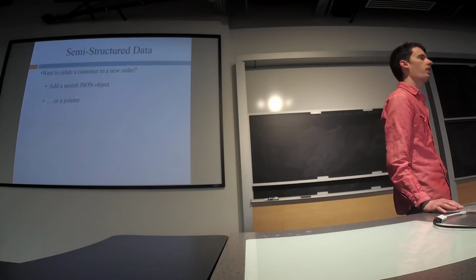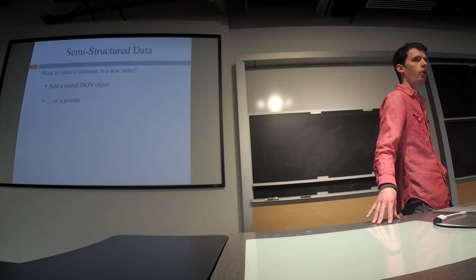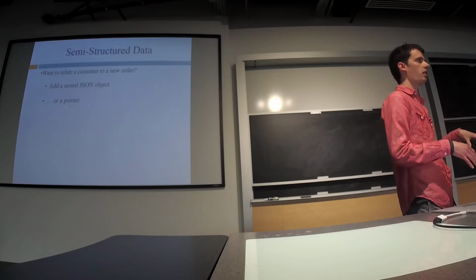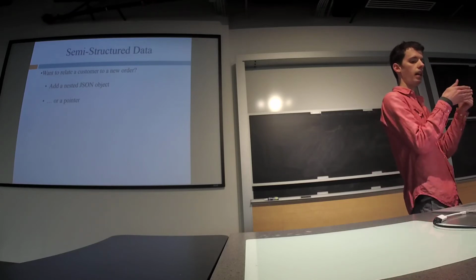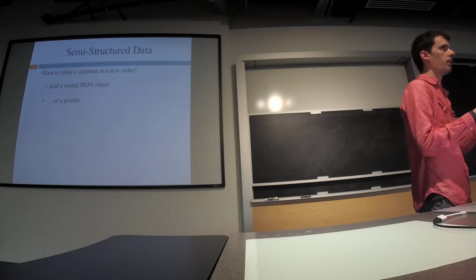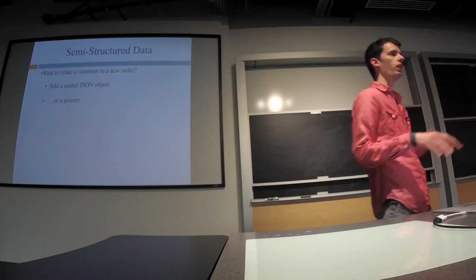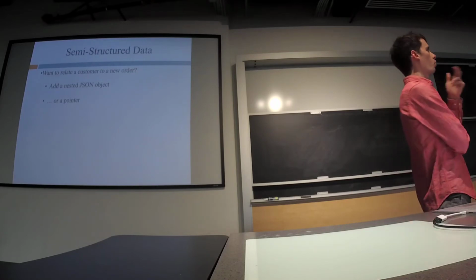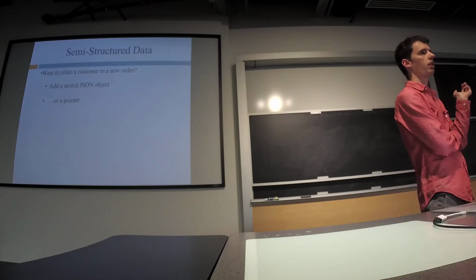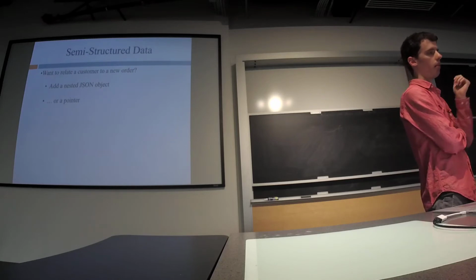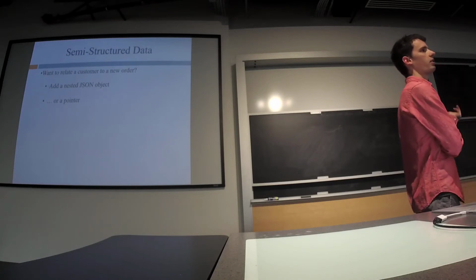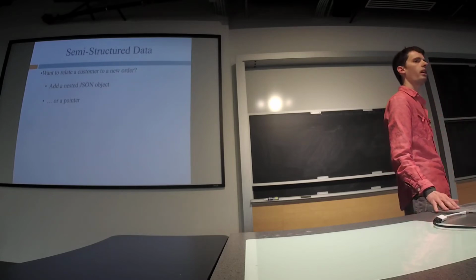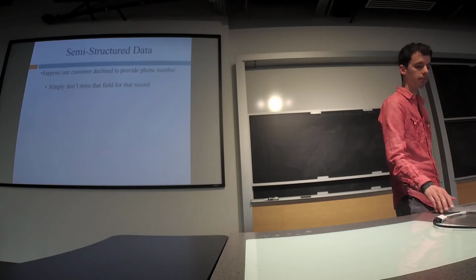Say you want to relate a customer to a new order. In a relational database, you would have a customers table, an orders table, and some kind of key in between them, a foreign key. In this, if you have a customer with no orders, fine. If you have a customer that just made a new order, just put a new order object inside of that customer. Or you could do it the pointer way, like the relational model would.